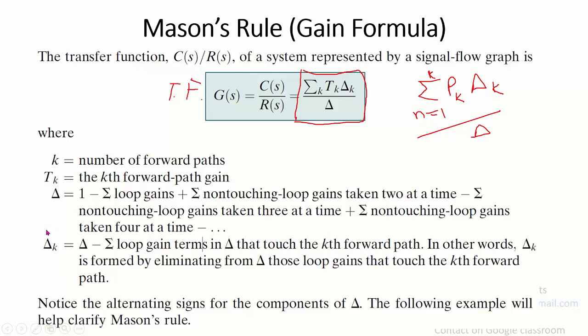Then you define delta k. Delta k is nothing but the same thing that you understood for delta, but will be specifically defined for the forward path. So k comes from the forward path. So I'll explain. So delta k will be taken similar to delta. I guess it's not necessary that you understand this expression because it will make things more confusing. Notice the alternating signs for the components of delta. The following example will help clarify Mason's rule.